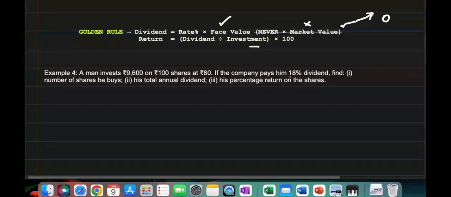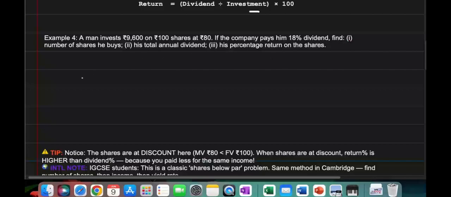However, let's do some problems so you will understand how we are calculating all these things. Example: a man invests 9,600 on a rupees 100 share, meaning the face value of this share is rupees 100, and he is buying it at rupees 80. If the company pays him 18% dividend, find the number of shares he buys. This is the face value 100 and he bought it at 80. It means he got it at a discount, right?